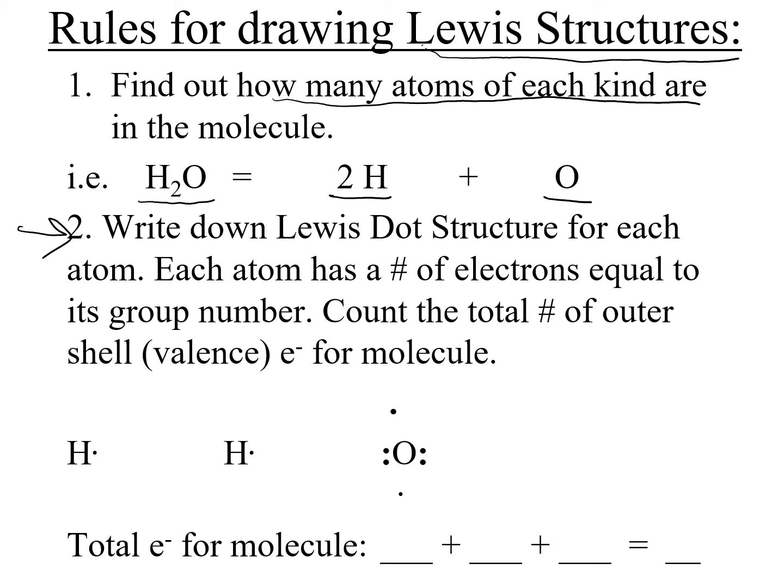So the Lewis dot structure is going to be equal to the group number for the number of valence electrons. So for hydrogen, it would be in column number 1, has 1 valence electron. So again, they each have 1 valence electron. Oxygen is in column number 6 on our periodic table, so it has 6 valence electrons. So these are our Lewis dot structures for our 2 hydrogen and oxygen. We want to know the total number of valence electrons for our molecule, so we just add those up. So we have 1 plus 1 plus 6. We have 8 valence electrons for our molecule.